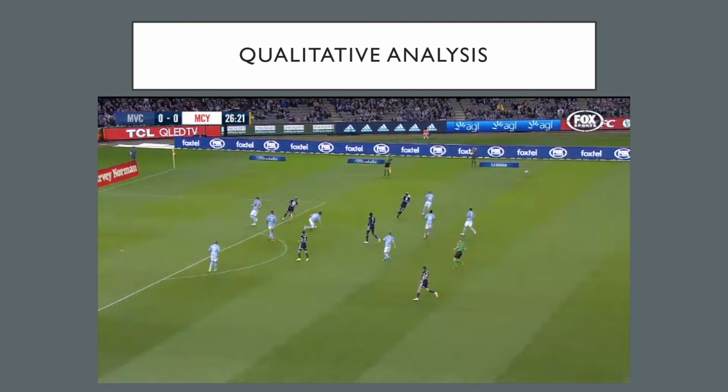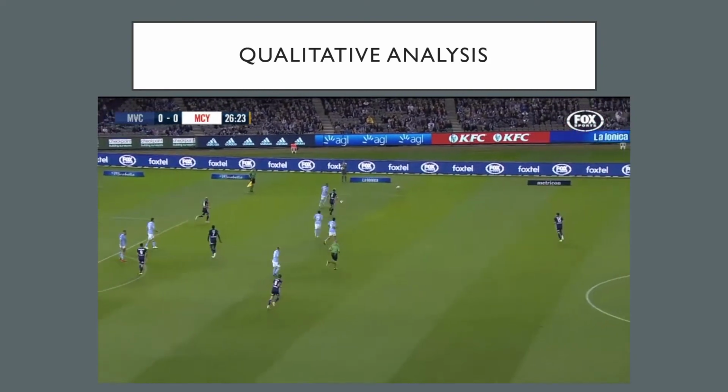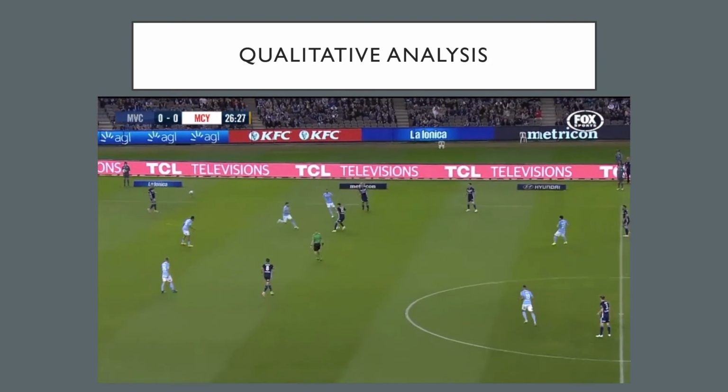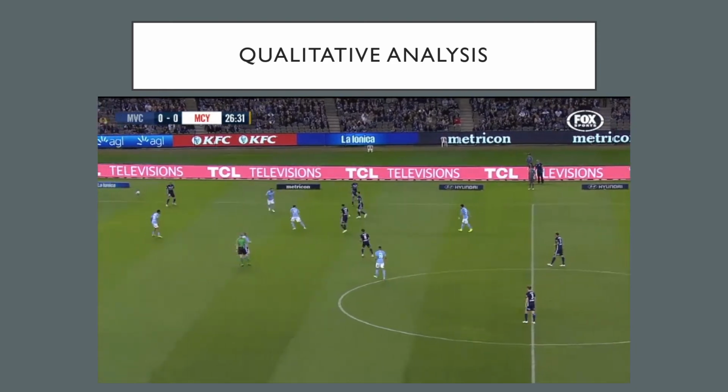So compared to the Victory against City, while they averaged 3.27 passes before a shot, their 1 goal came from a long build-up, taking their time and amassing 13 passes before eventually scoring. And this indicates that a slow build-up could be more effective against Melbourne City.